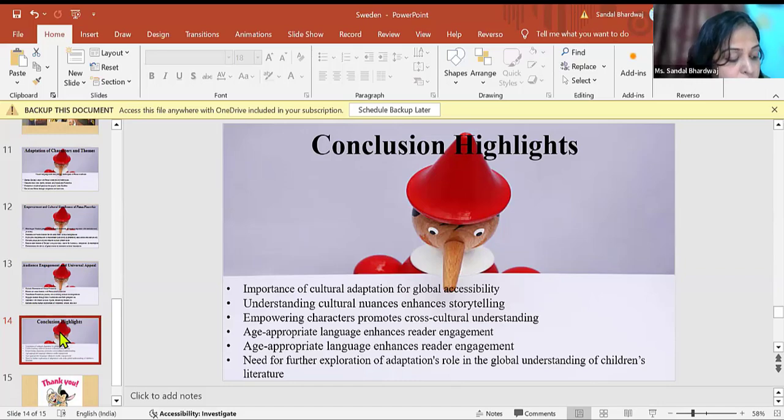The research underscores the need to consider the cultural context and age-appropriate language in translation, enhancing reader engagement. Ultimately, the study suggests that cultural adaptation deepens appreciation of original works and recommends further exploration of its role in promoting global understanding of children's literature.